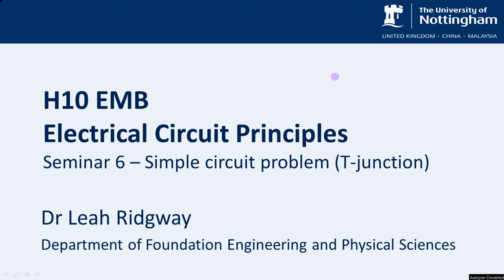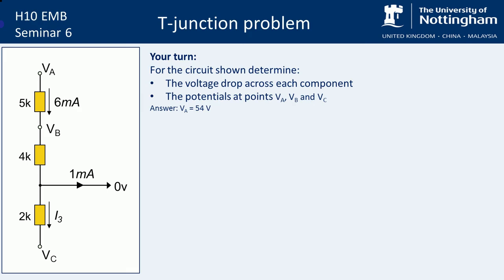In this video we're going to be talking about how we solve a simple circuit problem which we did back in lecture 6. I am going to call this a t-junction problem because I don't really know the other way to call it, and the reason is because it looks a little bit like a letter T. So this is the type of problem that you'll be facing.